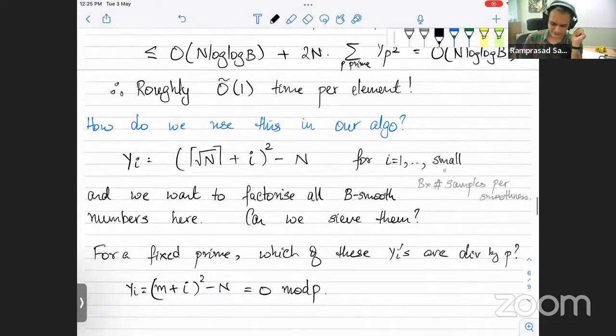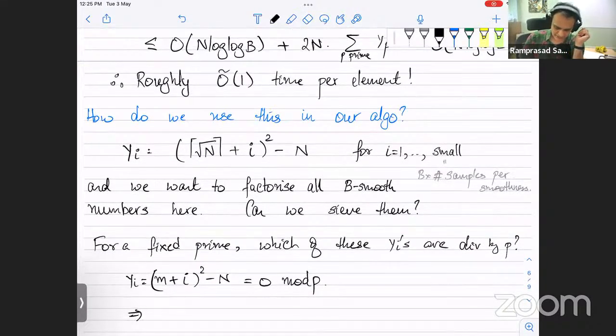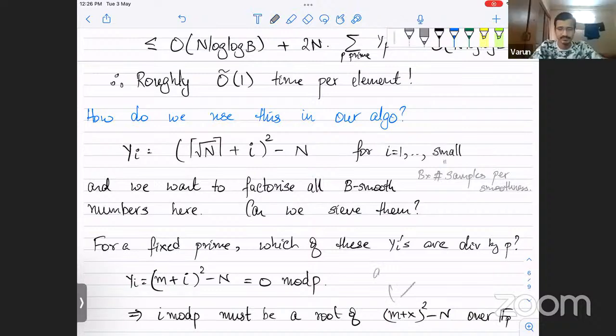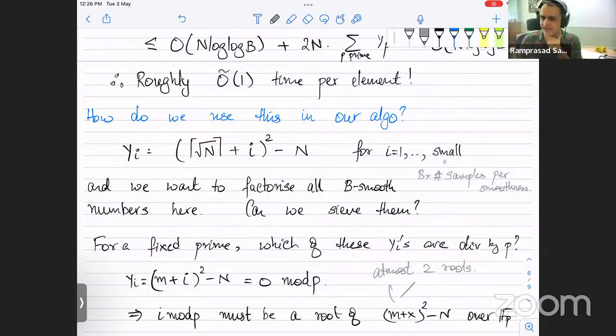Okay. So this implies that i mod p must be a root of m plus x the whole squared minus n over Fp. Right? Whatever is the residue of i mod p, it must be such that this number suddenly becomes 0 mod p. How many different roots can it have? Okay. So there are at most 2 roots. And can we find those 2 roots?